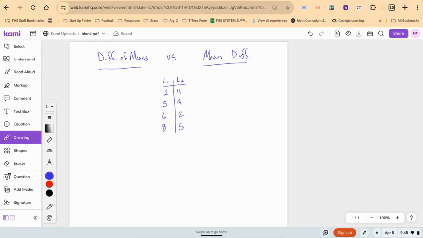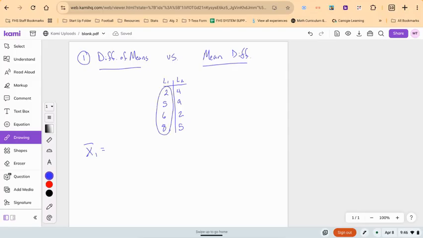Okay, so really quick, I want to show you guys the idea of difference of means versus mean difference. So we covered this in day one. Okay, this is what we covered first. And so what this does is essentially we have our table here. We're going to take the average of list one. So that's all these numbers right here.